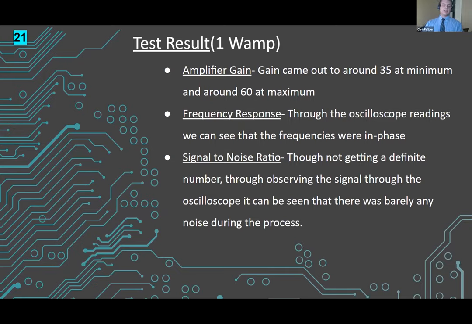For frequency response to the oscilloscope, we can see that the frequencies were in phase. And for the signal to noise ratio, even though we didn't quite get a definite number, through observing the signals on the oscilloscopes, it could be seen that there was barely any noise during our process.